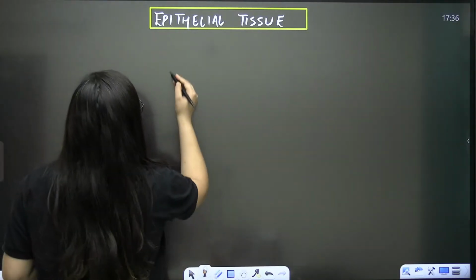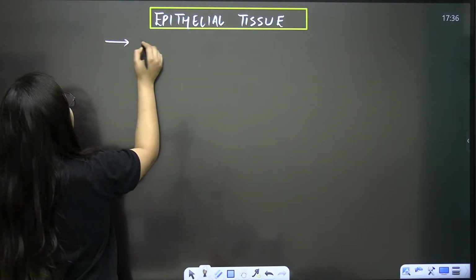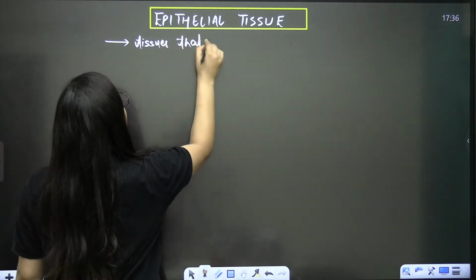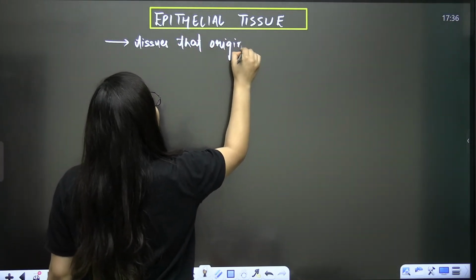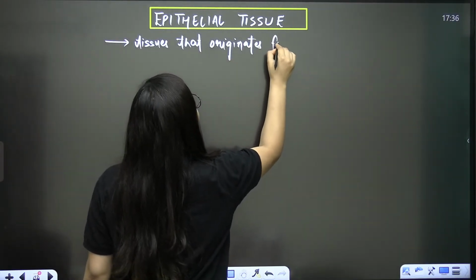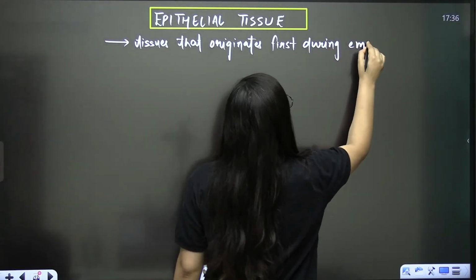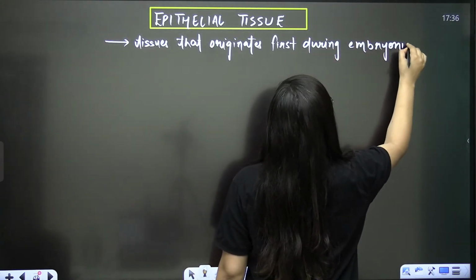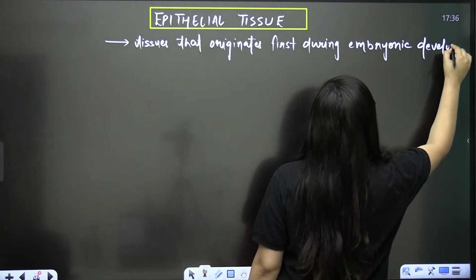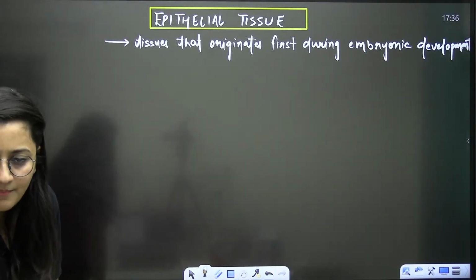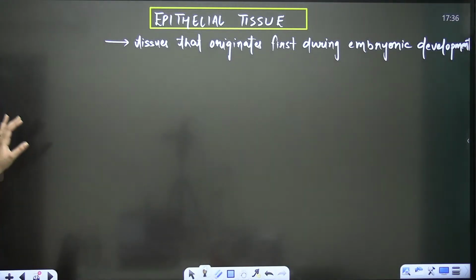So let me write it here. Epithelial tissue: the tissue that originates first during embryonic development. Clear, bache? During embryonic development. Is that clear? That is what the epithelial tissue is.